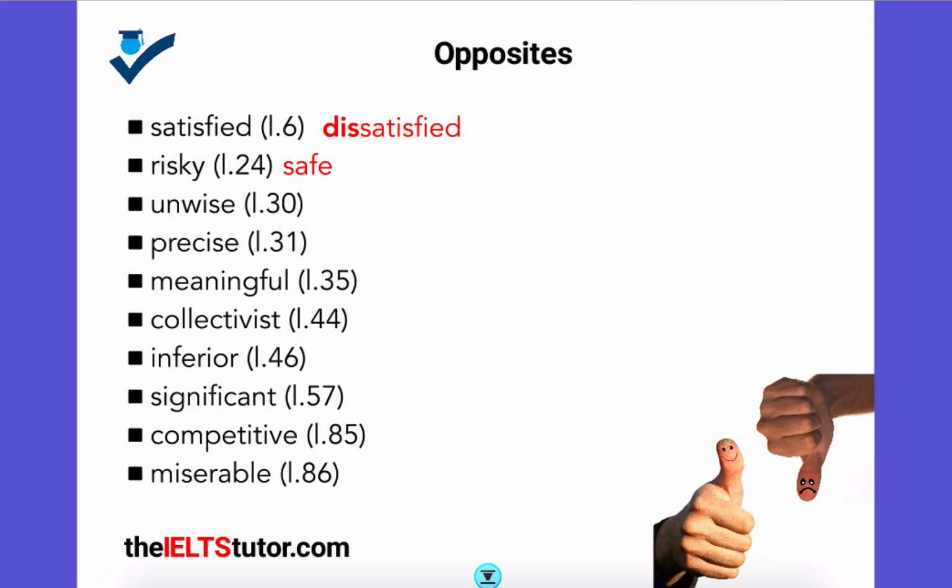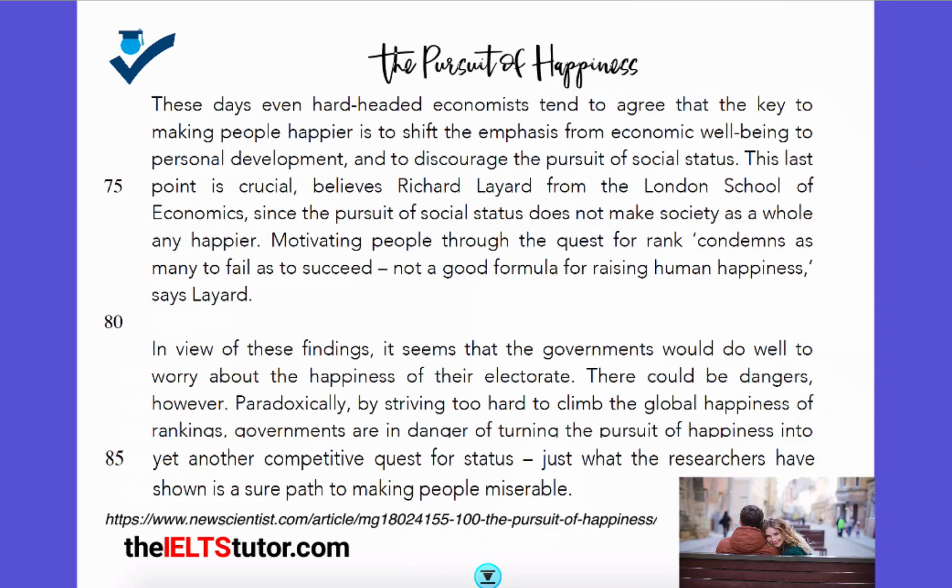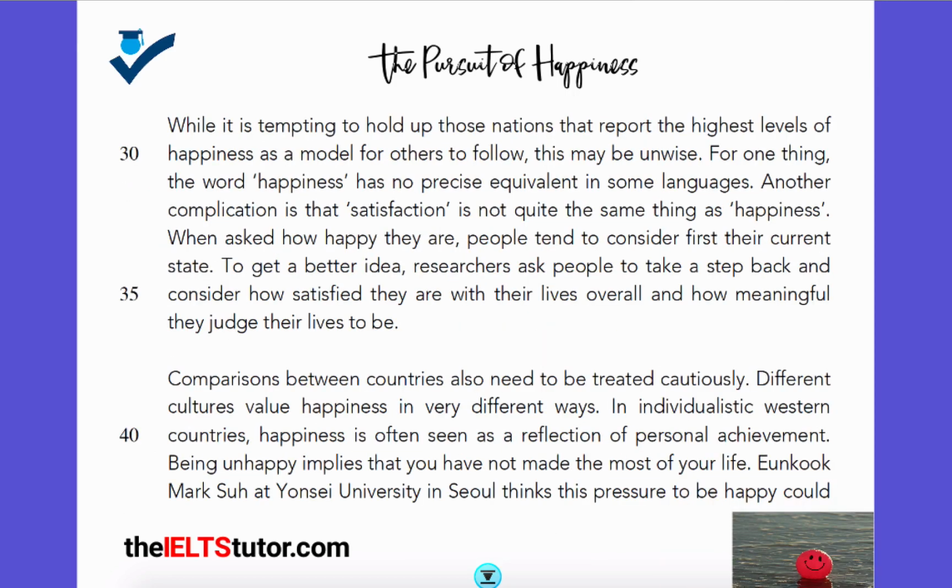Okay. Now, unwise. This is a giveaway, basically, because it has already got a prefix, which is un. And so the opposite of unwise is obviously wise. Now, precise, line 31. What could be the meaning of the word precise? Let's take a look at how this is used in the context of a sentence. For one thing, the word happiness has no precise equivalent in some languages. So precise here actually means accurate or exact equivalent.